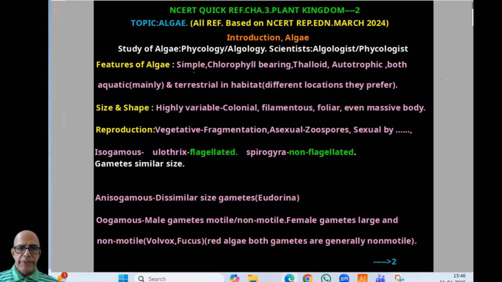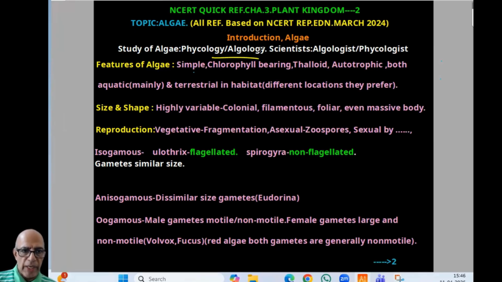So NCERT quick reference. Topic for us is algae, that is chapter 3 Plant Kingdom, episode number 2. Algae. All references based on NCERT, reprint edition, March 2024. When we proceed with algae, see, the study of algae is called phycology or algology. Scientists are referred to as phycologists or algologists.